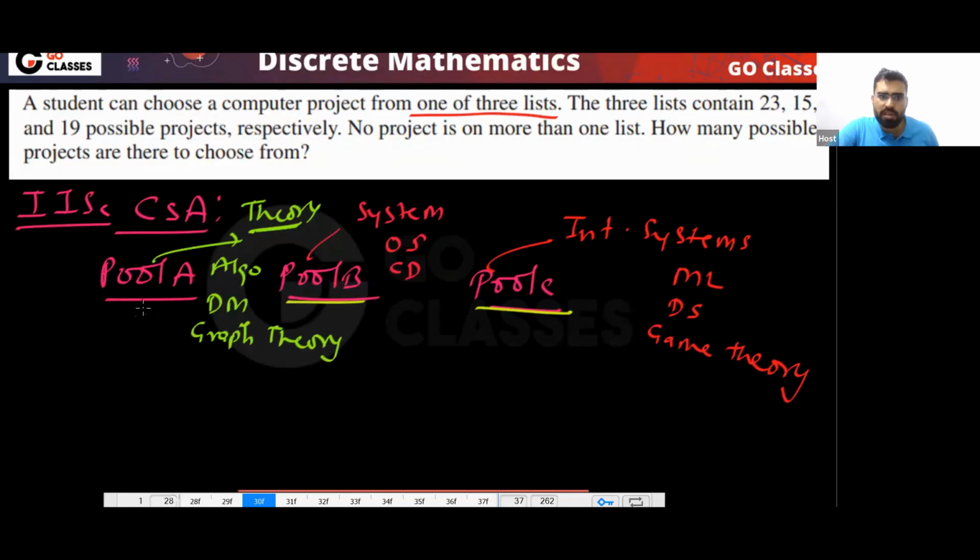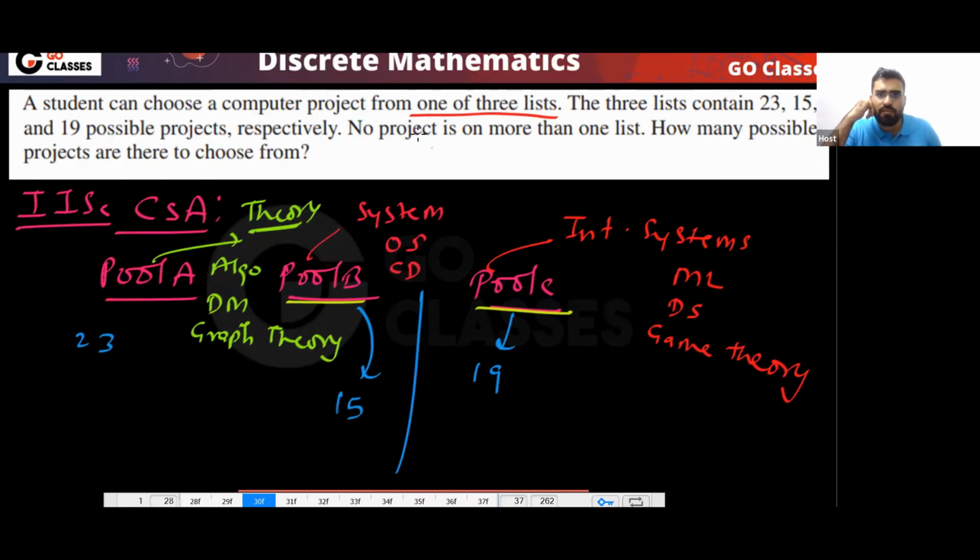Then you can either take from the theory pool, or do a project from the systems pool, or from the intelligent systems pool. Now the question says that one list has 23 courses. So this pool has 23 courses, this pool B has 19 courses, and this pool C has 15 courses. Now you want to select one project.